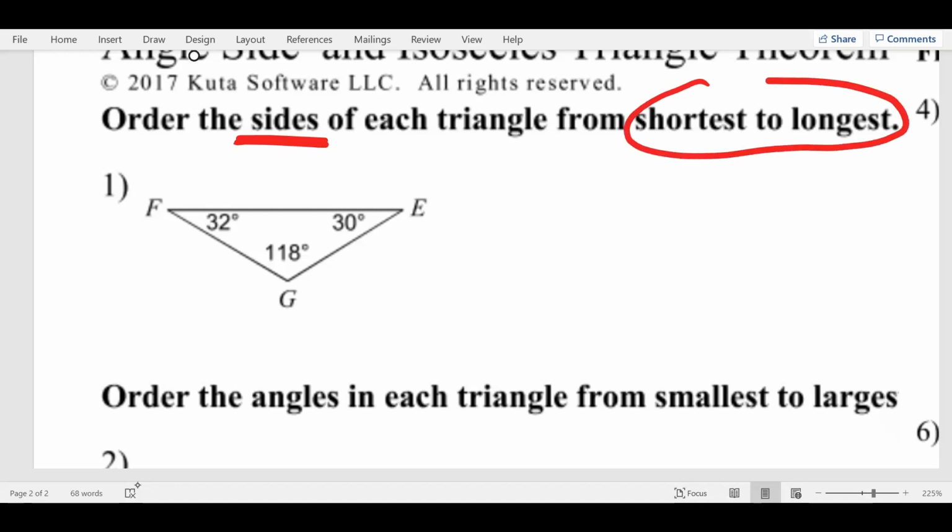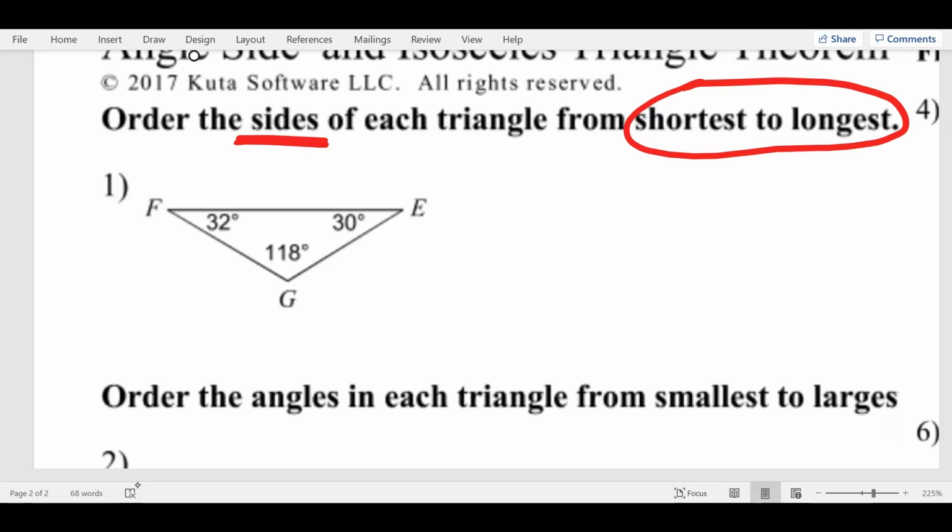You always need to read this carefully. It's not always shortest to longest. Sometimes it's longest to shortest, right? So, very important. So what we're going to do is find the smallest angle and see what's across from it. So what is the smallest angle? 30. So you're going to go across. The whole notes from today are talking about across, okay? So across from 30 is what side?